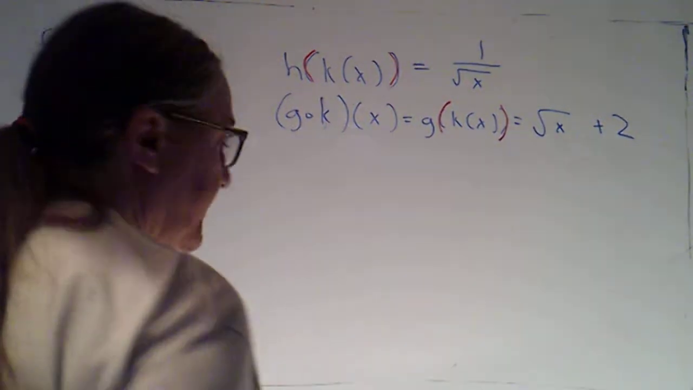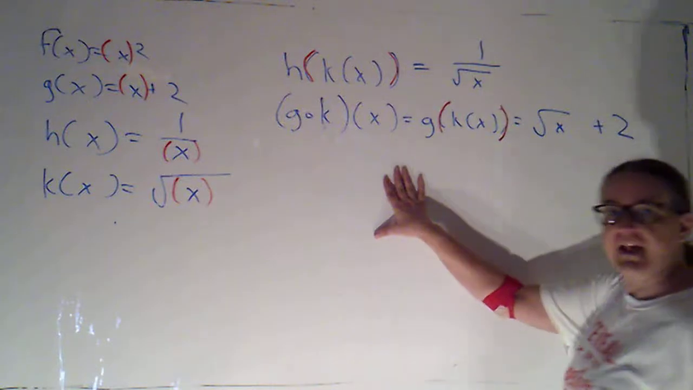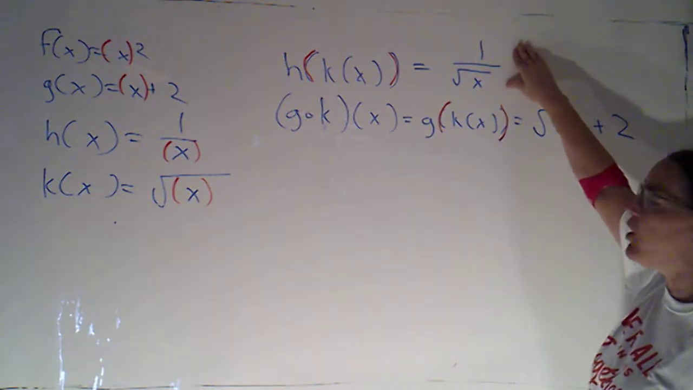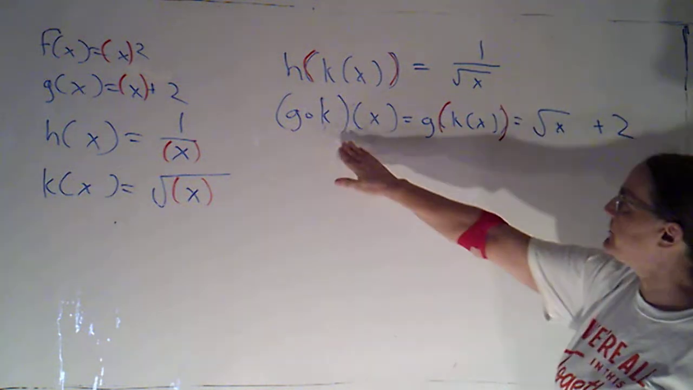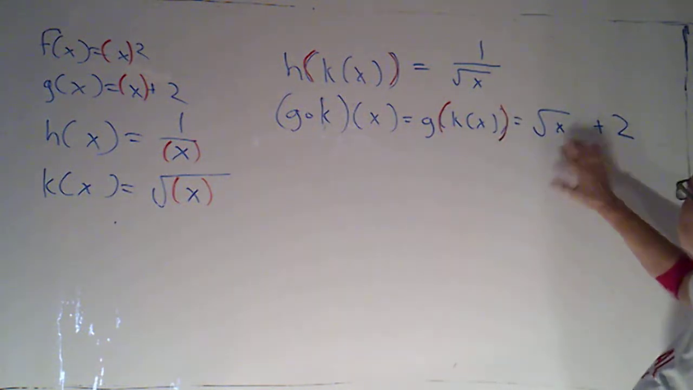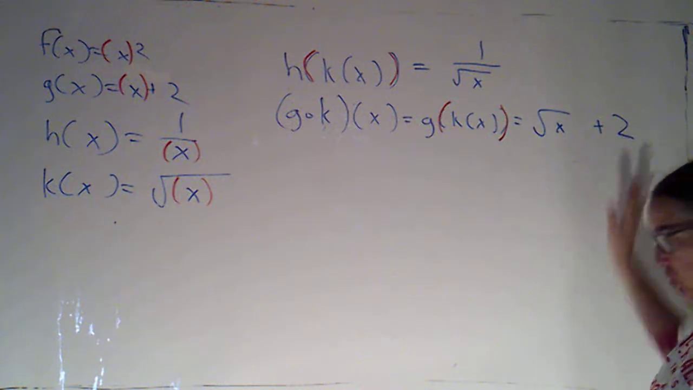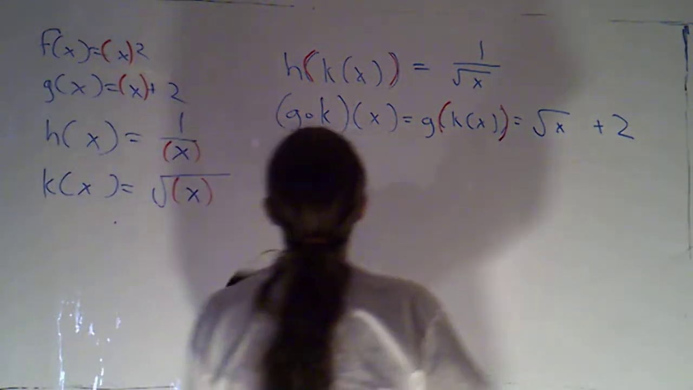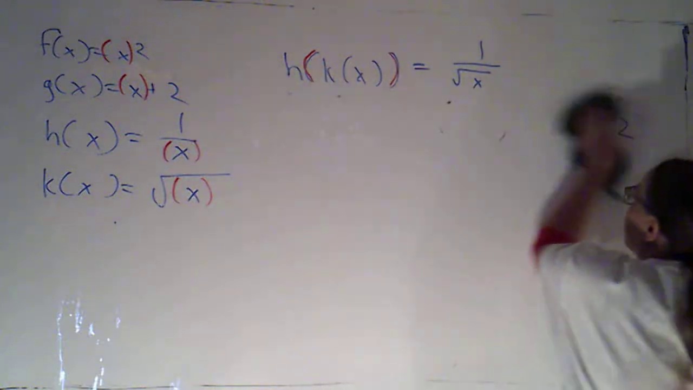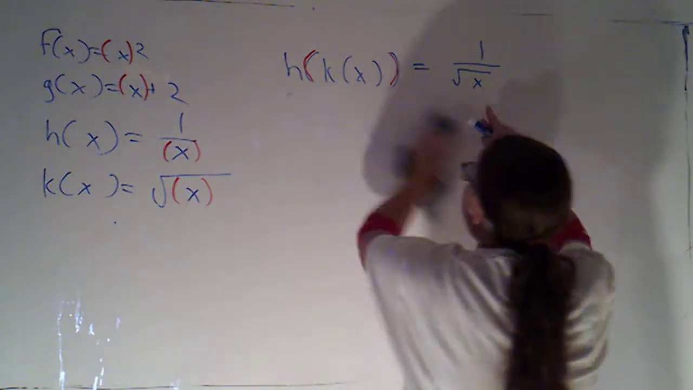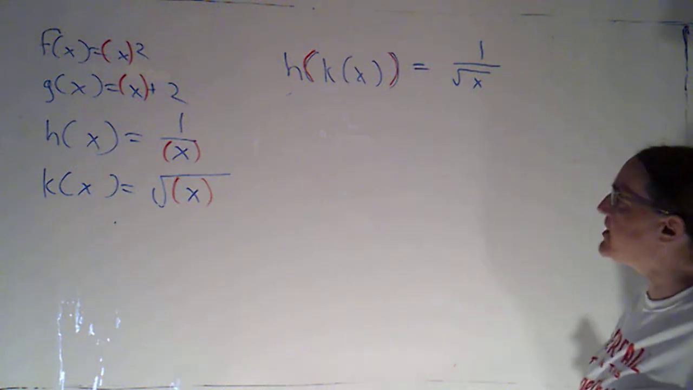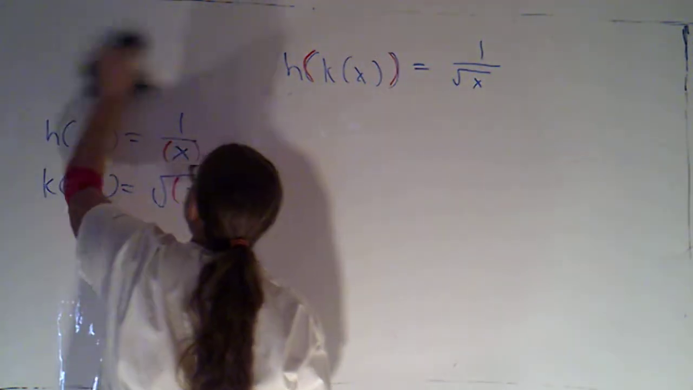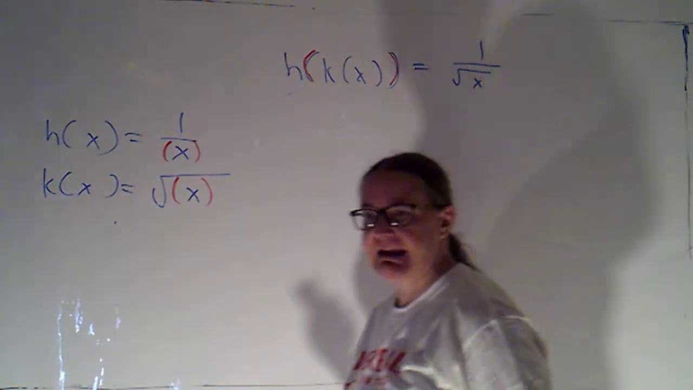I've got the answers to the two problems that I left you with at the end of the last video. Our formula for h of k of x is 1 over root x, and our formula for g of k of x is the square root of x plus 2. What I want to do now is start talking about the domain of our functions. Let's do that with this example, the 1 over the square root of x. I built that using h and k.